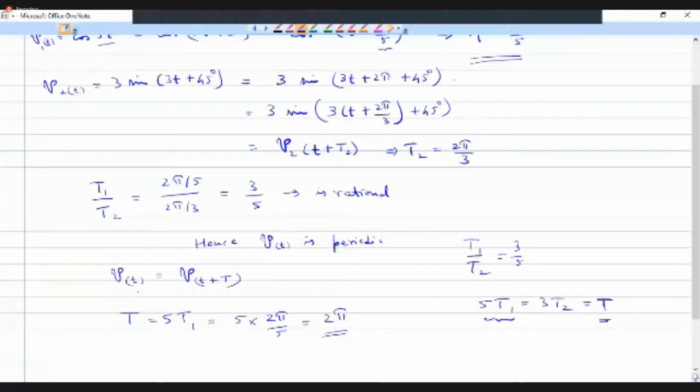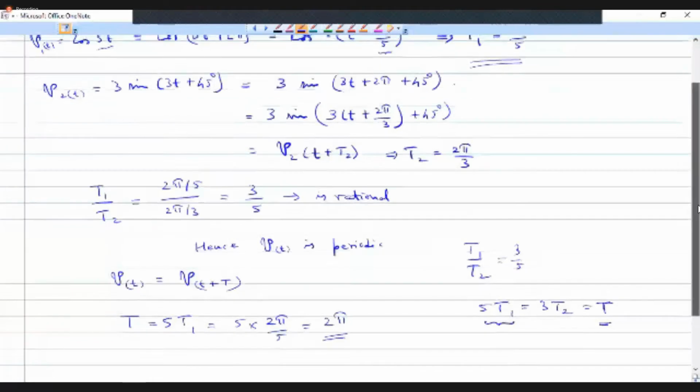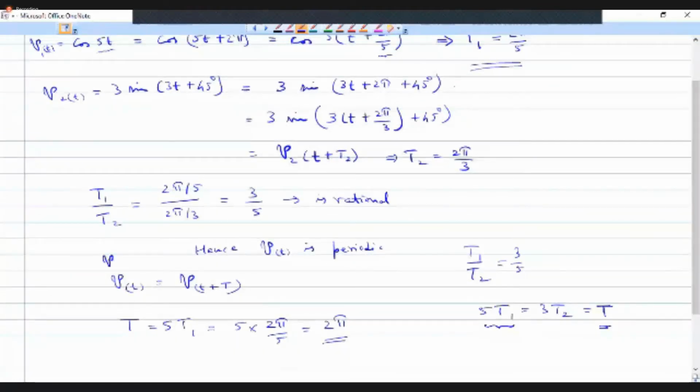It's a common period when we add, because we have written, so I will write one more sentence here. V of t is equal to V1 of t plus V2 of t. So V of t is periodic. You can write V of t is equal to V of t plus capital T, where T is the time period of the new function, which is the sum total of the functions v1 and v2. I am trying to write the small v, that is why it is looking like this. Actually, it is small v. Sum total of these two signals.